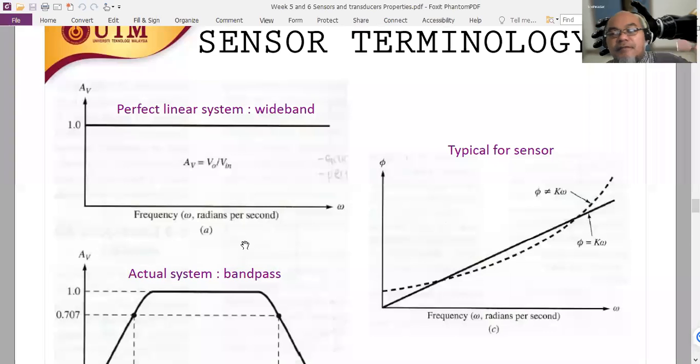So for a perfect system, when your sensor is perfect, it can be used to detect these different signals, either from body temperature or others. Let's say we assume that they have voltage output.